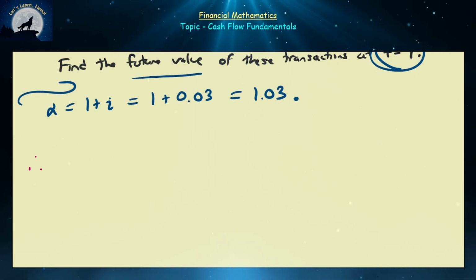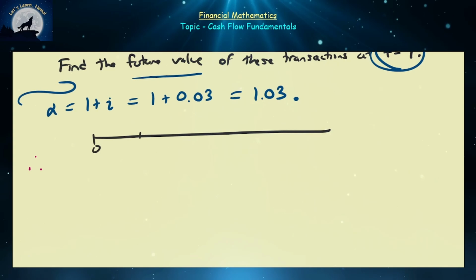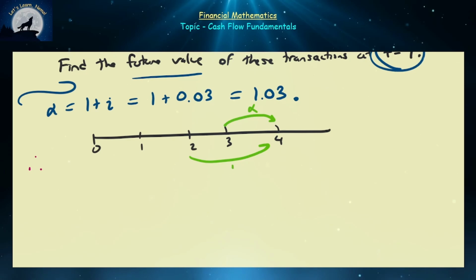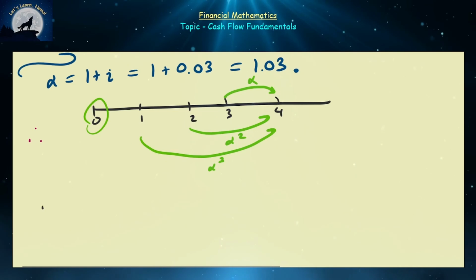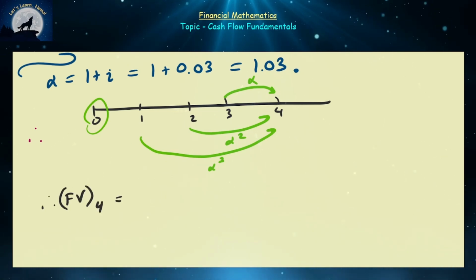So let's draw a little picture just to make sure we know what's going on. So 0, 1, 2, 3, and 4. We're going to be moving the transaction at 3 one step into the future. We're going to be moving the one at 2, 2 steps into the future. And we're going to be moving the one at 1, 3 steps into the future. And we don't have a transaction at 0, so we needn't worry about that. So therefore, the future value at time t equals 4 will be equal to what?